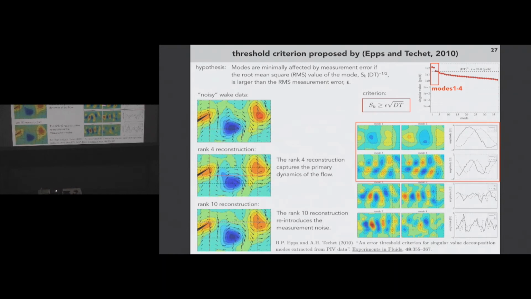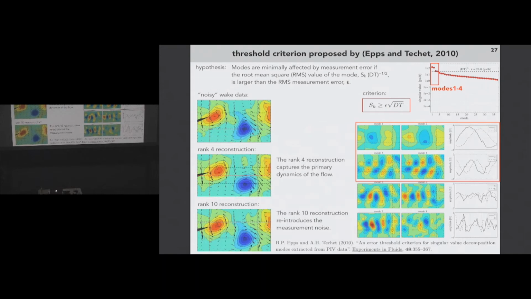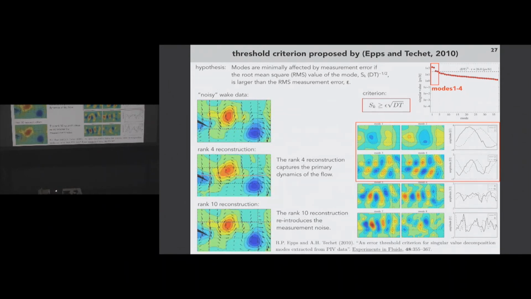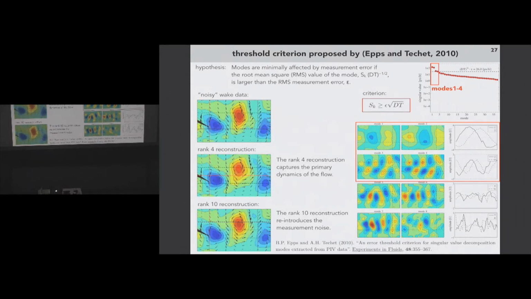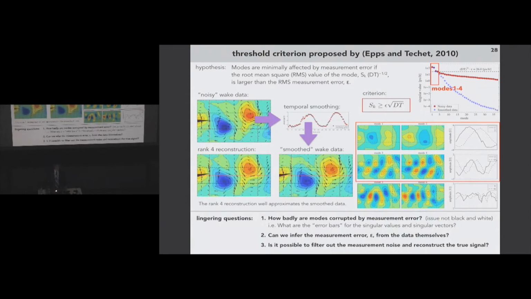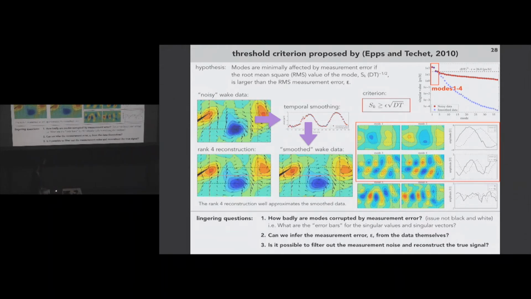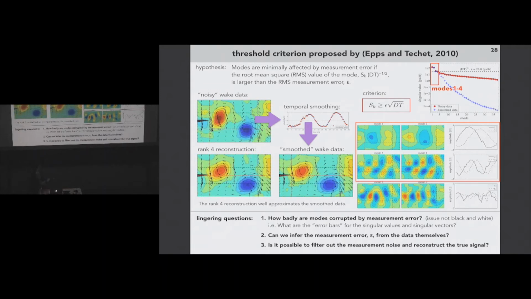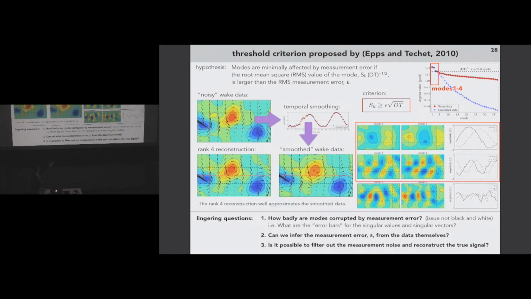So sure enough, if you put these 4 modes back together, you can do this rank 4 reconstruction, and you can see it pretty much captures all of the dynamics of the flow. You get these vortices that the fish kicks off. If you do the rank 10 reconstruction, you pretty much just reintroduce your noise. So I said, okay, that's good enough for a paper, but we still have some lingering questions. I also validated that a little bit by smoothing out the data, and then you can compare the smoothed data to the rank 4 reconstruction. It looks pretty much the same. And when you smooth out the noise, it just affects these lower singular values.